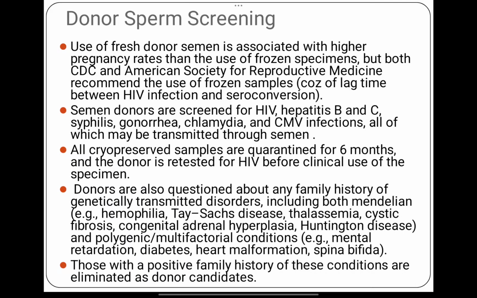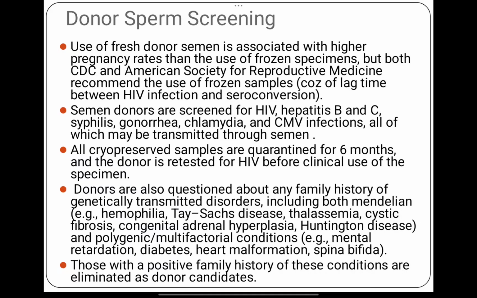If we are doing IUI through donor sperm, the donor sperm screening should be done, and it is in the guidelines. Semen should be sampled for HIV, hepatitis B, C, gonorrhea, syphilis, chlamydia and CMV infections, and all cryopreserved samples are quarantined for 6 months. The donor is retested for HIV before clinical use of the specimen. So this is very important, that we directly are not using the semen of the donor. We first check for HIV, hepatitis B, C, syphilis, gonorrhea, chlamydia and CMV, and the sample is preserved, and after 6 months we again check for HIV before clinical use of the specimen.